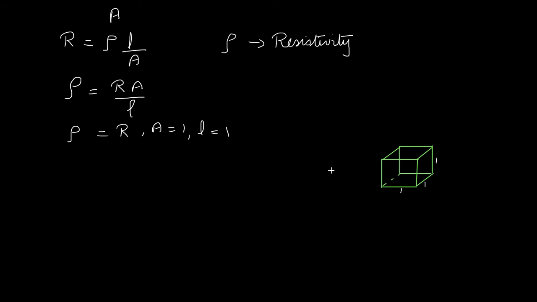We know for a cube having dimension unity, this area of cross section is unity and length is unity. Or resistivity is the resistance of a cube of dimension unity. So resistance of a cube of unit dimension.